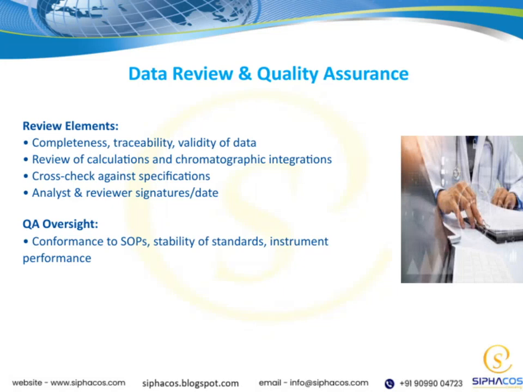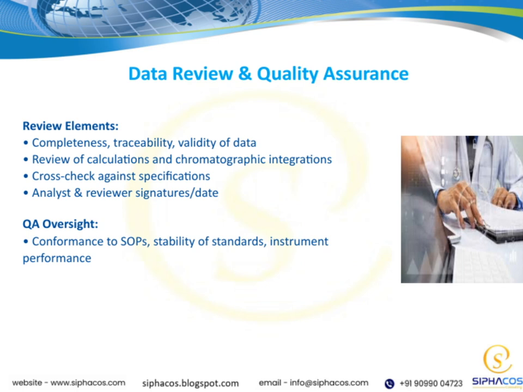When reviewing data, it's essential to check for completeness, traceability, and validity. This means ensuring all data is fully captured, can be traced back to its source, and is accurate. We also review calculations and chromatographic integrations to confirm they were done correctly. Cross-checking the data against specifications helps us verify that everything meets the required standards. Additionally, it's important to have the analyst and reviewer sign and date the data, which maintains accountability and traceability.